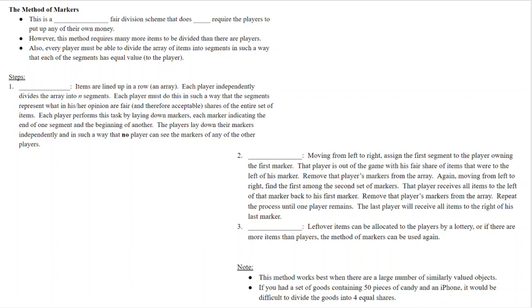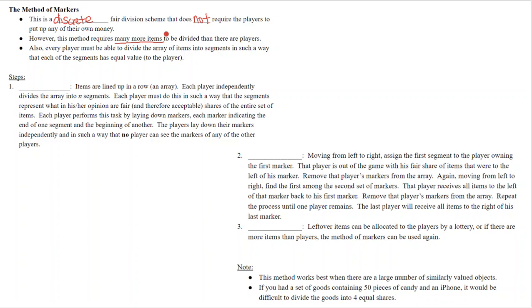All right, today we are going to look at the method of markers, which is another discrete fair division scheme. Remember, discrete means that the items cannot be divided. And the good thing about this one is it does not require the players to put up any of their own money. So you do not have to have cash to play this game or to use this method. But the downside is that you need a lot more items than you have players. So frequently these examples will use a bunch of candy.